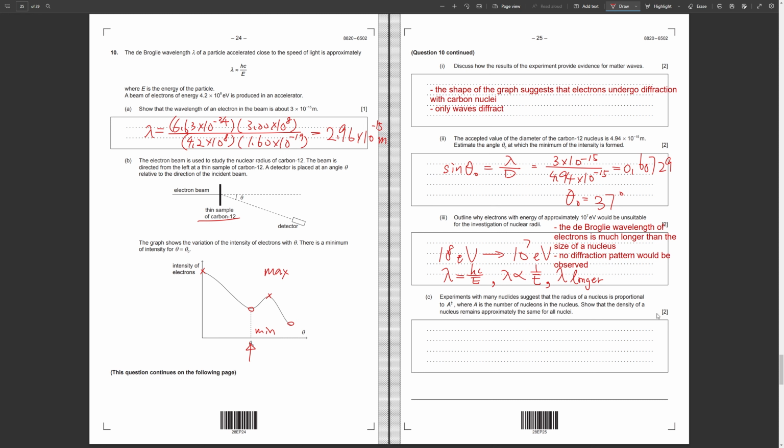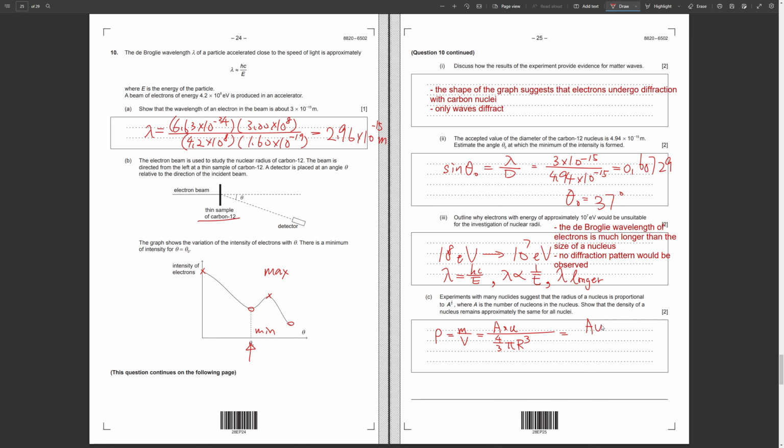Part C is a very common derivation required in the exam, showing the density of a nucleus remains constant throughout all nuclei. Let's begin with density equals mass over volume. Mass of a nucleus is the mass number times the atomic mass unit, U. And the volume of it is considered as if a sphere, that is 4 over 3 pi r cubed.